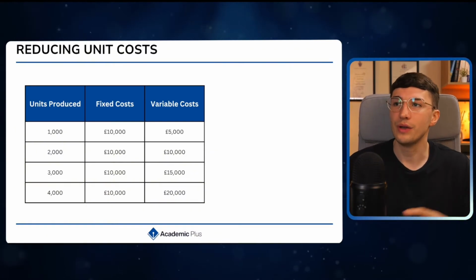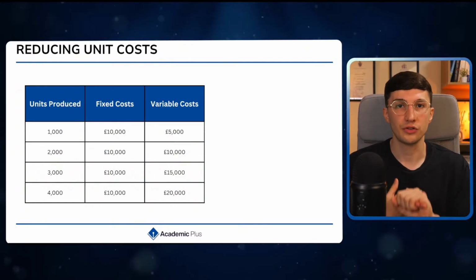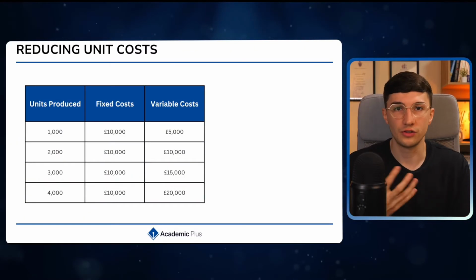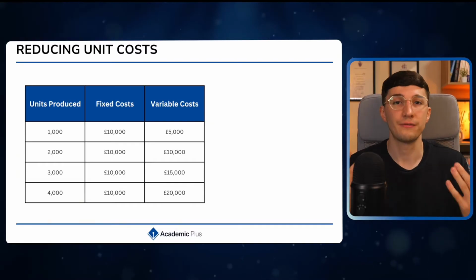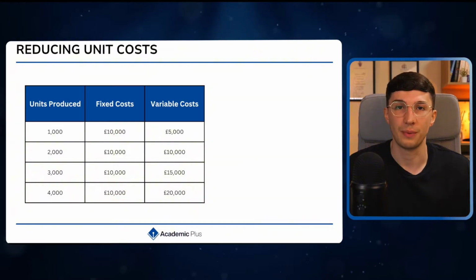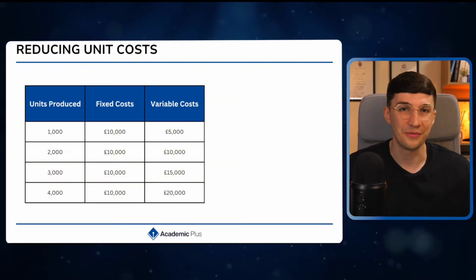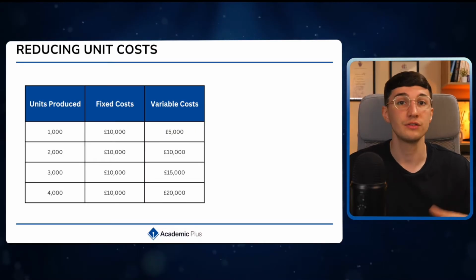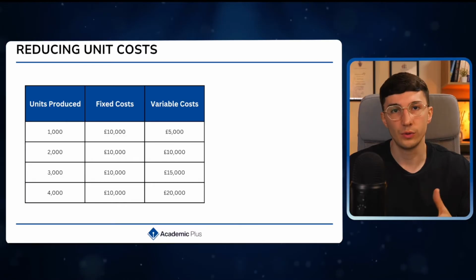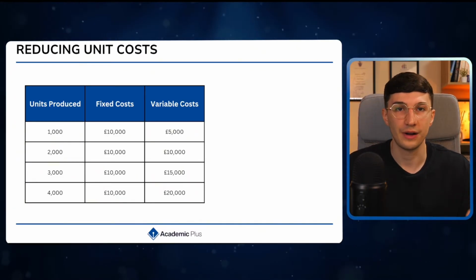Now, let's say here we've got our units produced increasing in 1,000. Of course, fixed cost is always going to stay the same because fixed costs don't change regardless of the level of output. But of course, our variable costs do. So let's say our variable cost per unit is £5. So of course, when we produce 1,000 units, 1,000 times 5 gives us a total variable cost of £5,000. And when we produce 4,000 units, 4,000 times £5 again would give me a total variable cost of £20,000.